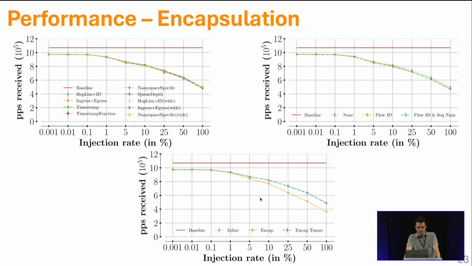Finally, we decided to measure the impact of using the inline mode or the encapsulating mode. As you can see, if we use the inline mode and the encapsulating mode while specifying the source of the tunnel, we have the same performance. However, if we use the encapsulation without specifying the source of the tunnel, we have worse performance because we have a few more operations inside the kernel space.